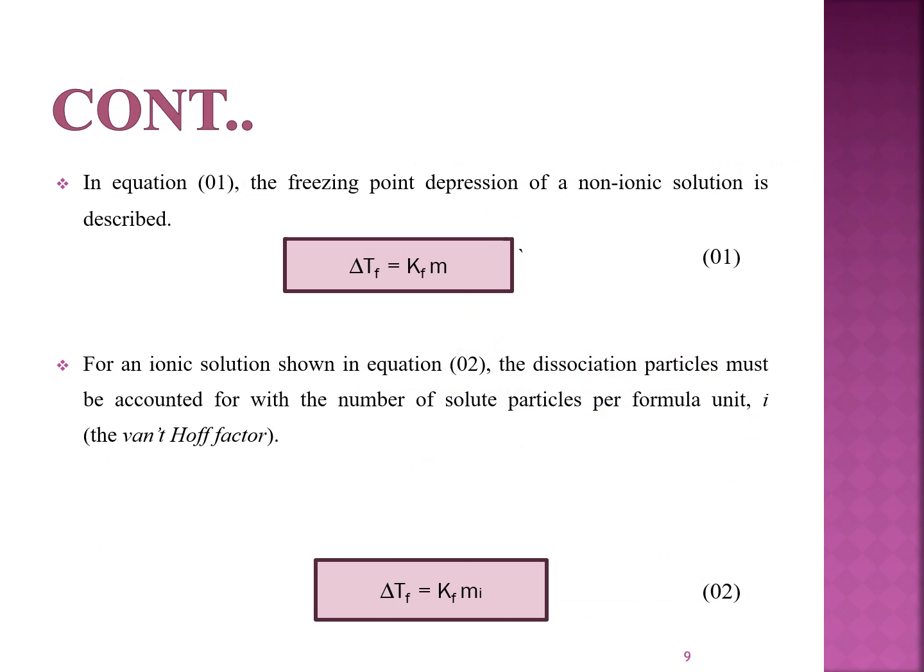For an ionic solution shown in equation 2, the dissociation particles must be accounted for, the number of solute particles per formula unit. This is the Van 't Hoff factor. It is worth mentioning that these equations work for both volatile and non-volatile solutions. This means that for the sake of determining freezing point depression, the vapor pressure does not affect the change in temperature. The mass of added solute and the freezing point of the pure solvent permit an accurate calculation for the molecular weight of the solute.